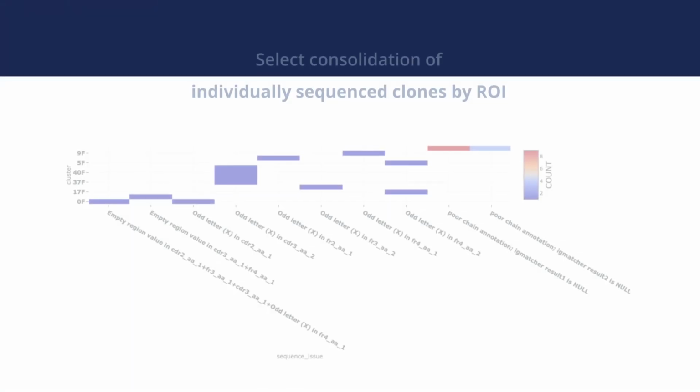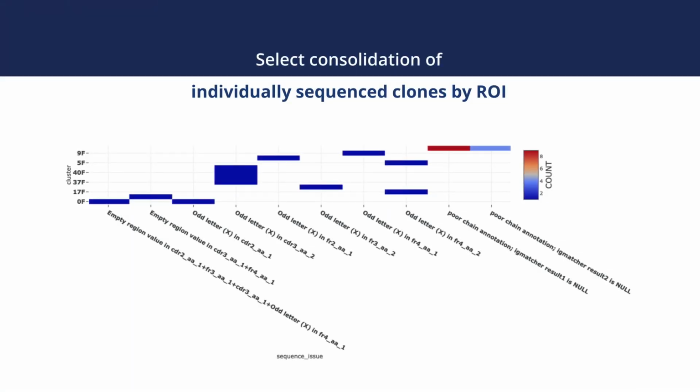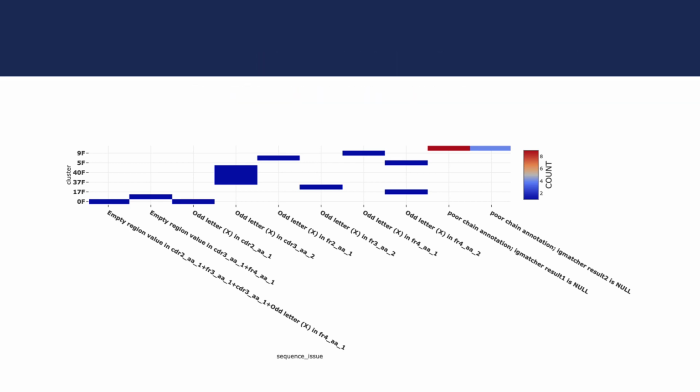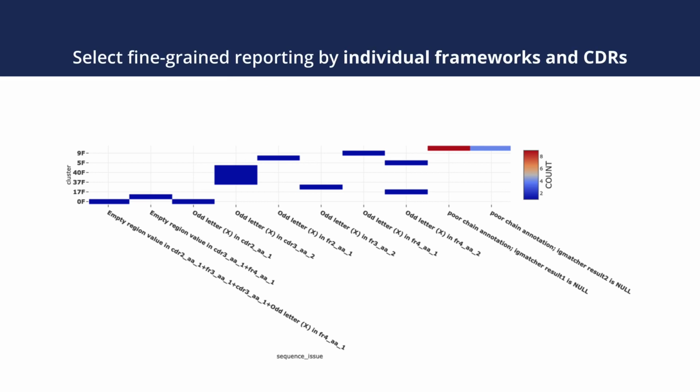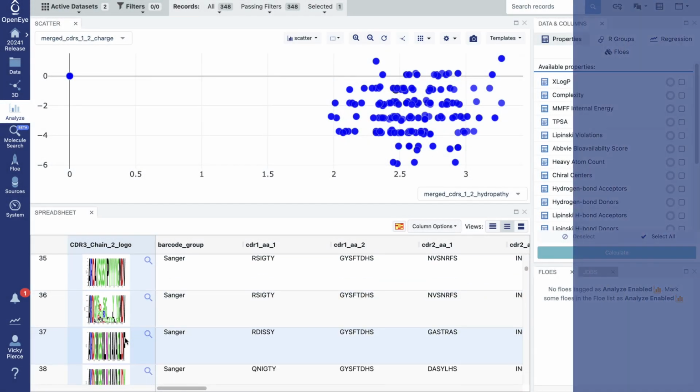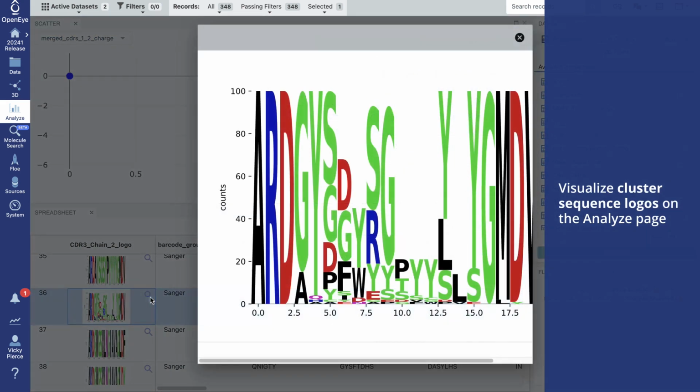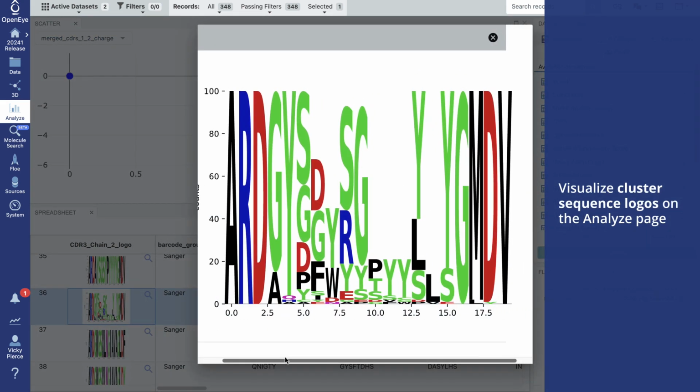By storing all sequences, you now have the ability to select consolidation of individually sequenced clones by region of interest, such as the HCDR3, and fine-grained reporting of sequence issues, such as frame shifts and stop codons, by individual frameworks and CDRs. And finally, you can now visualize cluster sequence logos on the Analyze page.